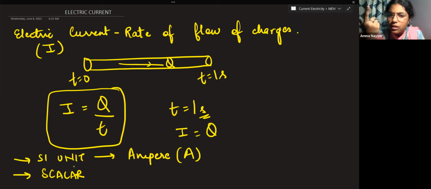If it has a direction, and the magnitude could be calculated using this formula, then why do we not put it under the category of vector quantities? The reason is that though it has a direction, it does not obey the vector laws. Vector laws, you must have done in your 11th standard: parallelogram law, triangle law, polygon law, all those vector laws of addition. Current follows algebraic addition and algebraic subtraction. That's why we do not put it under vector quantities despite current having its direction.